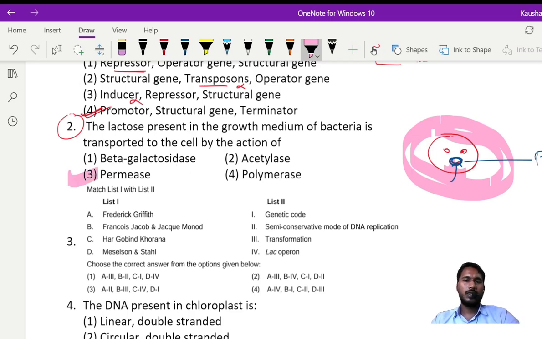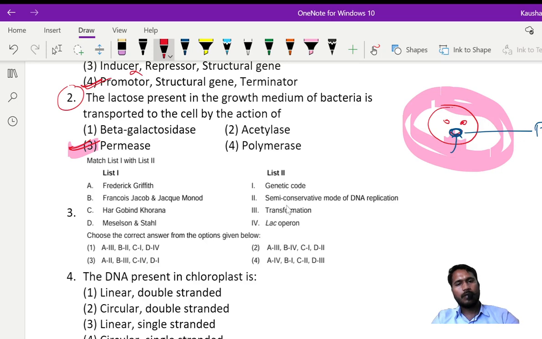So this will be the correct answer. Match the following. Frederick Griffith: what they did? Transformation. Transformed the rough bacteria into smooth bacteria, Streptococcus pneumoniae. Okay. A is 3. So now 3 options are there. Better what you do, what are the difference in that?